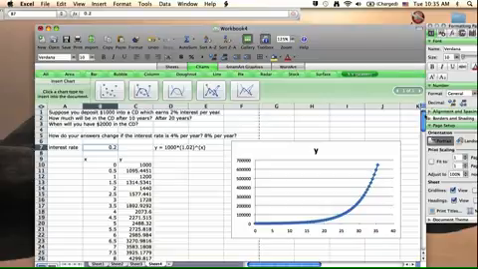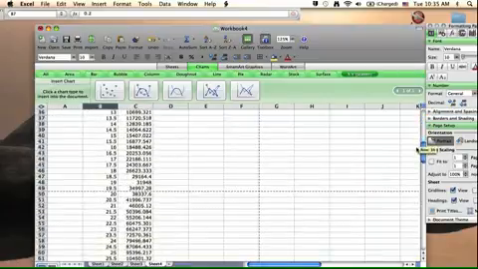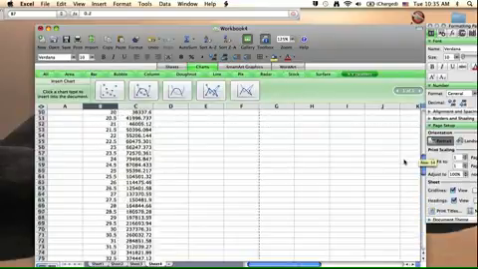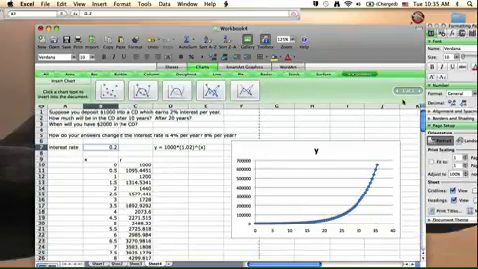So while compound interest is real good, and your money amount increases real fast if you have a high interest rate, it is tough to get interest rates that high, especially these days.